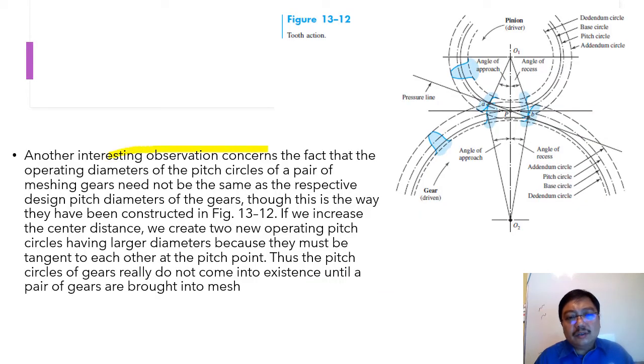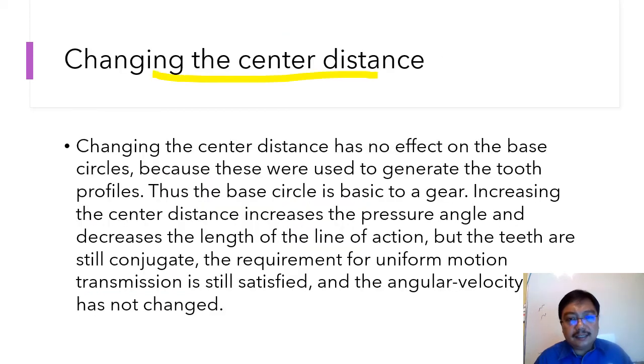Another interesting observation concerns the fact that the operating diameters of the pitch circles of a pair of mating gears need not be the same as the respective design pitch diameters of the gears, though this is the way it has been represented in figure 13.12. If we increase the center distance, we create two new operating pitch circles having larger diameters, because they must be tangent to each other at the pitch point. Thus, the pitch circles of gears really do not come into existence until a pair of gears are brought into mesh. So we can see this picture. Changing the center distance has no effect on the base circle.